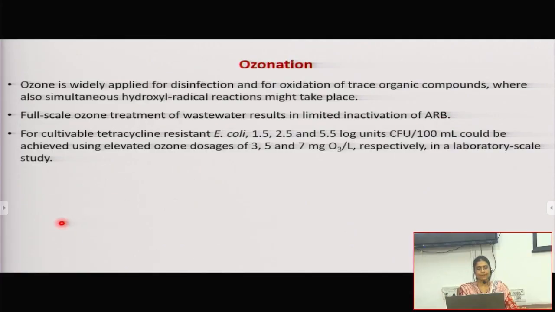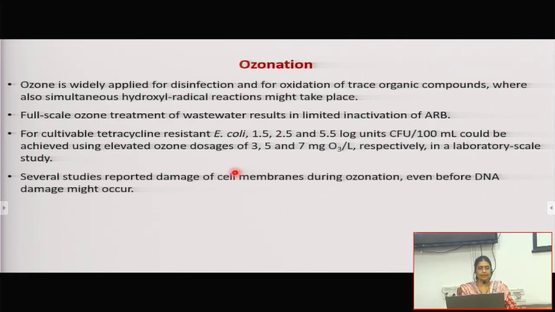So if you see here, as we are increasing the ozone dose from 3 to 5 to 7, the corresponding log units of these resistant E. coli, these many log units CFU per ml could be achieved using an elevated ozone dosage, in a laboratory scale. Similarly, several studies reported damage of cell membrane during ozonation.